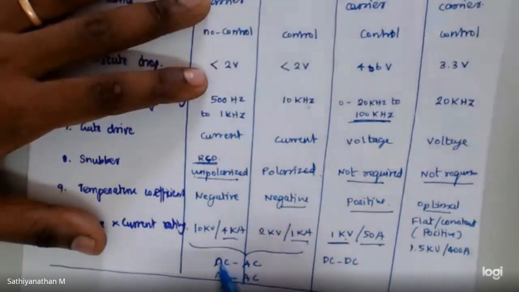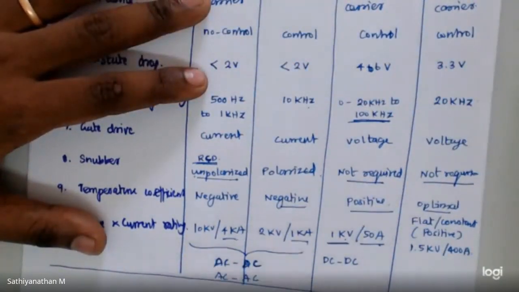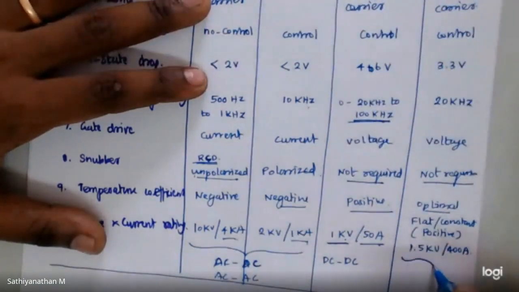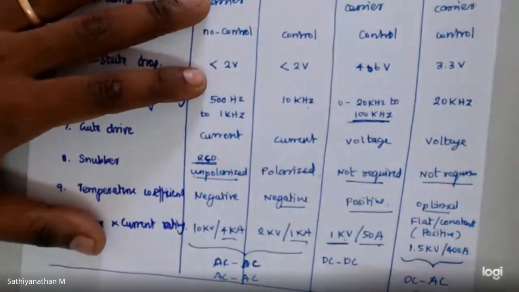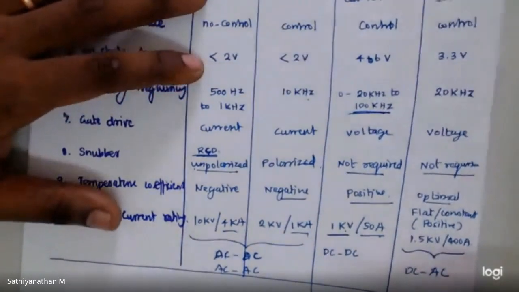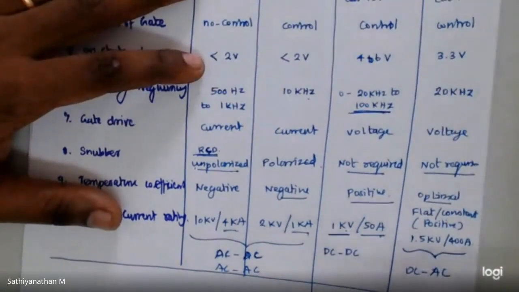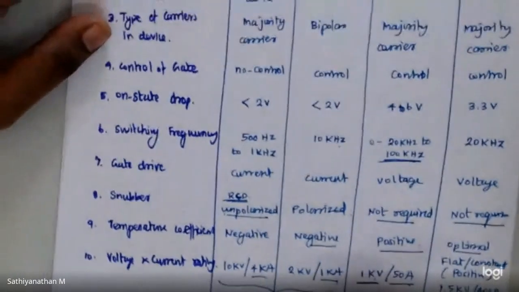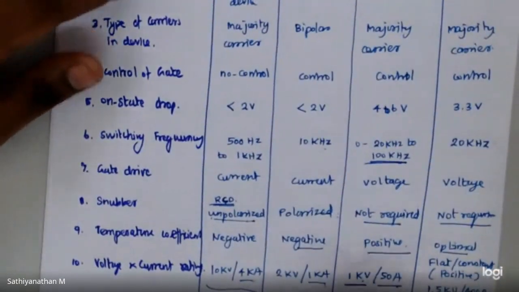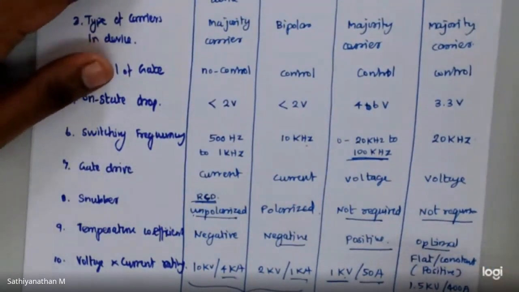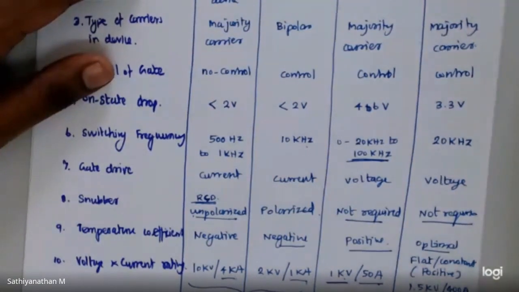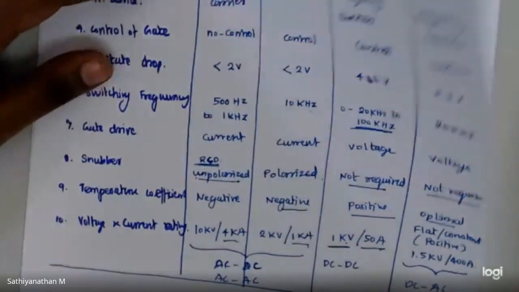Sorry, for AC to DC rectifier as well as AC voltage control applications, we can use this. And for DC to AC inverter operation, we can use an IGBT. Okay, so these are some of the comparisons. We need to know this comparison for selecting the right component for a particular application.